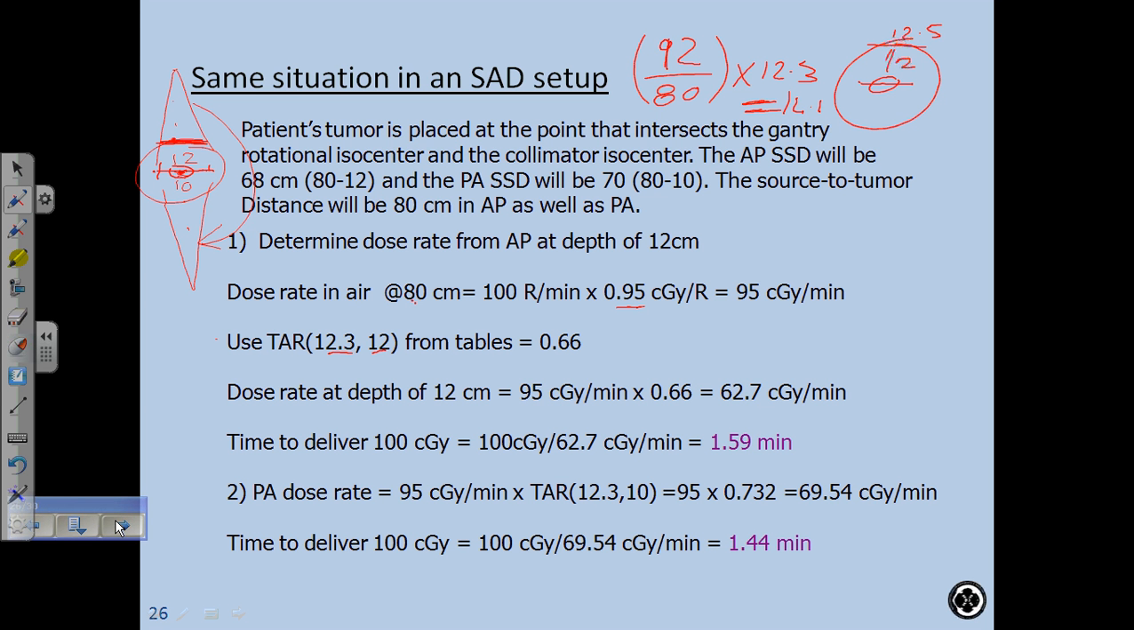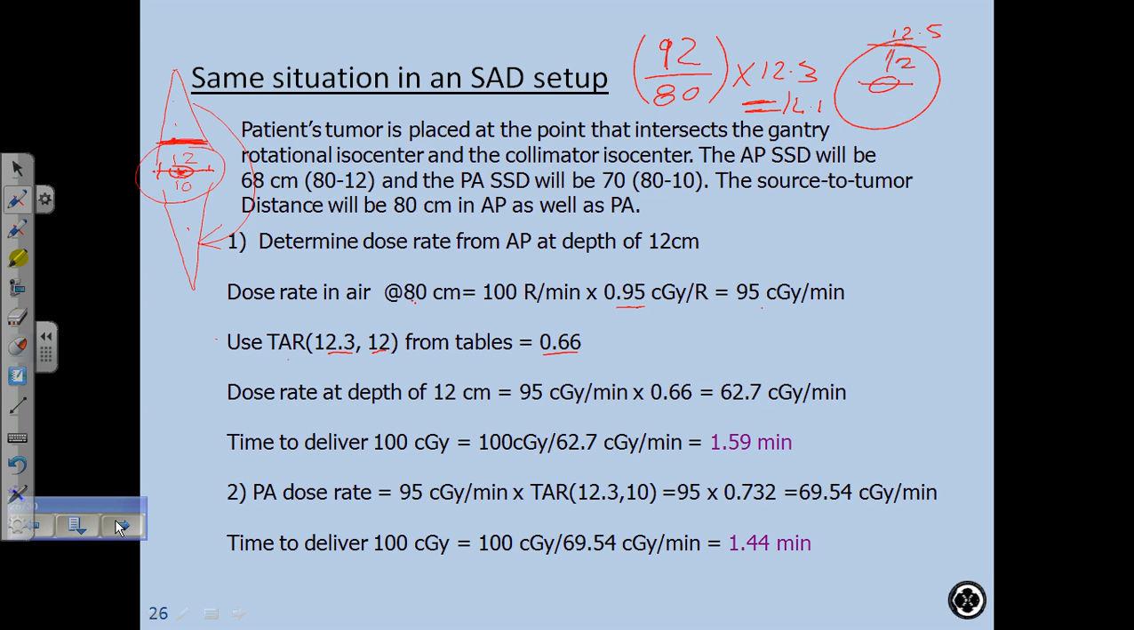So we're going to start with this dose rate. Do we multiply or divide by this TAR? Multiply. Usually when you go from air to tissue, you multiply. So the TAR from tables is 0.66. Then the dose rate at a depth of 12 cm at a distance of 80 centimeters from the source is 95 times 0.66. So there's our dose rate at our point of interest. And then time to deliver 100 centigray is 100 divided by 62.7, 1.5 minutes.